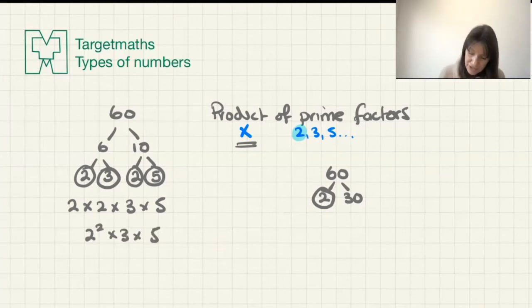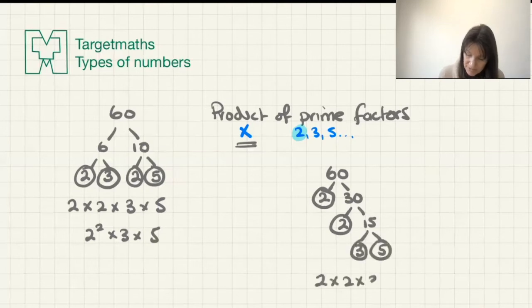Okay, let's just finish this side off. If I go half again, I've got 2 and 15. I can't half now because that's an odd number. What multiplies to make 15? 3 and 5. So I've got 2 times 2 times 3 times 5. The exact same answer, which of course is what we would expect.